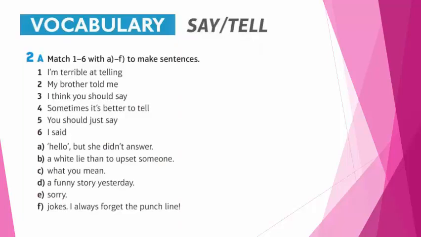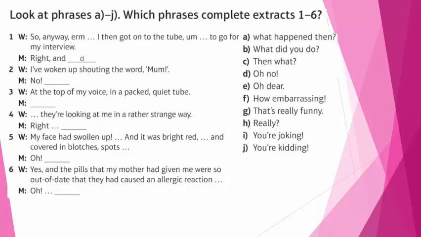So now you will have a vocabulary activity of using say and tell. Match the phrases from 1 to 6 with A to F to make sentences. For example, first, I'm terrible at telling F, jokes. I always forget the punchline. To be terrible at telling means to be not good at. Yes?